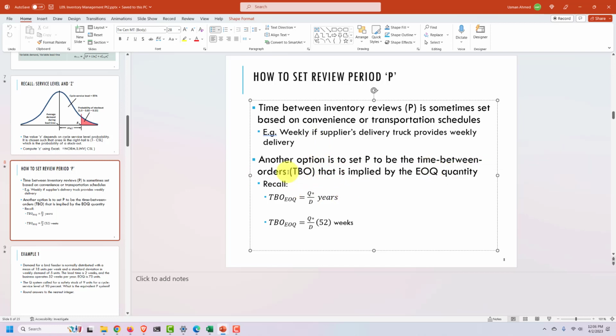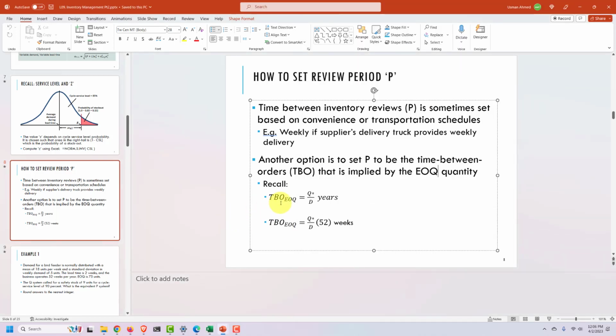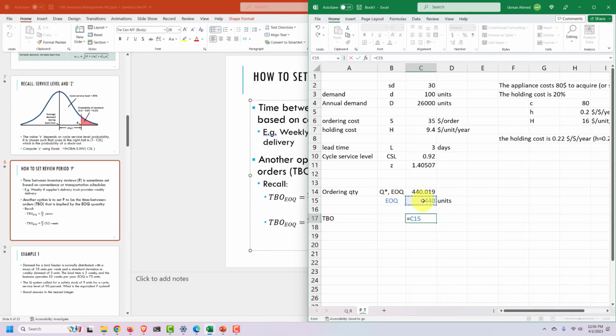Now remember that our lead time is in days. So TBO, time between orders with that EOQ quantity, is going to be the EOQ quantity divided by annual demand, in terms of years. So time between orders is 0.061 years. But we need TBO in days because the time units here have to match the time units of the lead time. So what we would do is convert these years into days, so TBO in days.